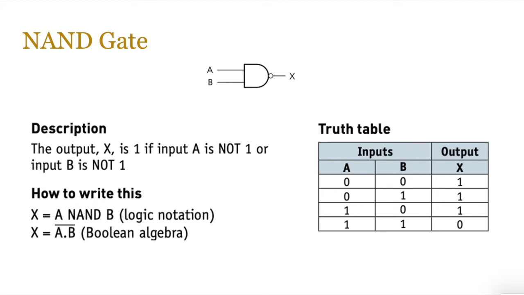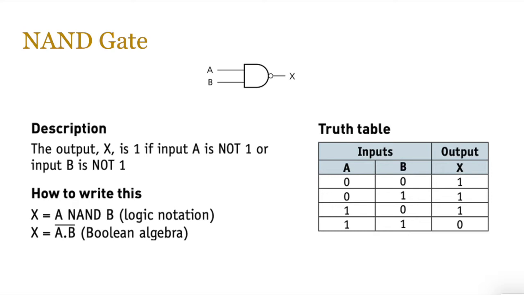Next up is the NAND gate. Now NAND is a combination of NOT and AND. You can denote it by drawing the AND gate and putting a little circle at the front of it, which indicates NOT. Hopefully you got the symbol right. Hopefully the truth table is right. It's basically the inverse of AND. So the output X is 1 if input A is not 1 or input B is not 1. Okay, so as long as both of them are not 1, you output a 1. If both A and B are 1, you output a 0.